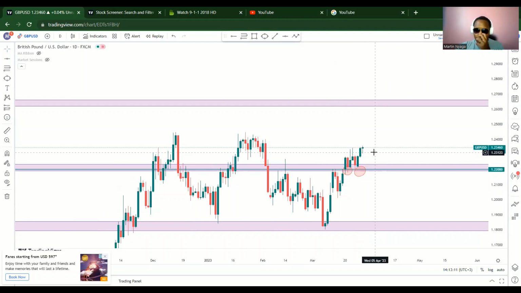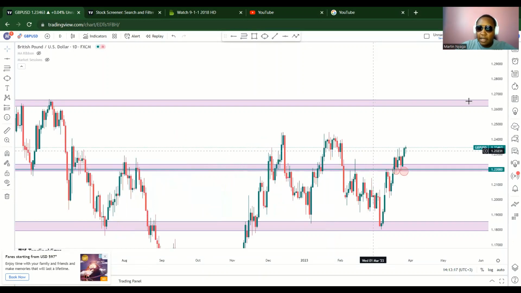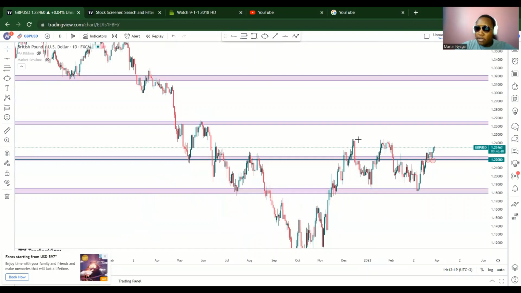You can continue practicing it on your side to see if you really understand how to plot support and resistance. We shall have this tutorial again on another currency pair, and we're going to go through it again and again until you're able to grasp it.